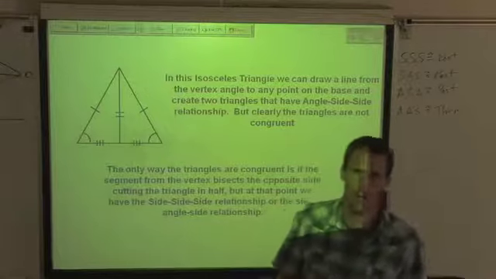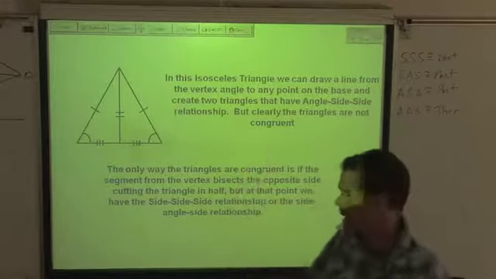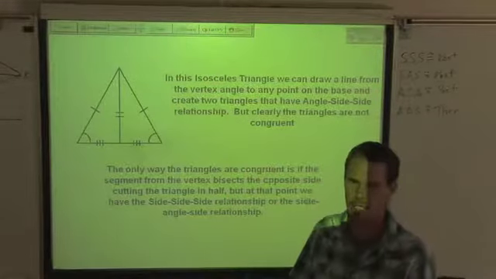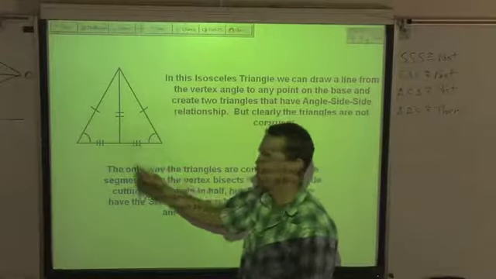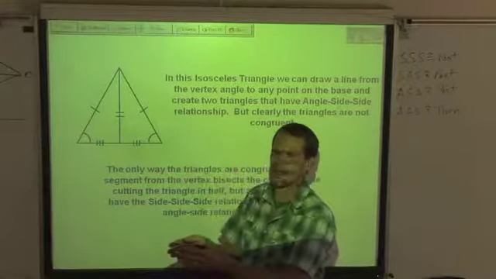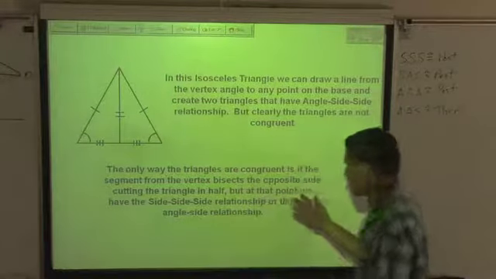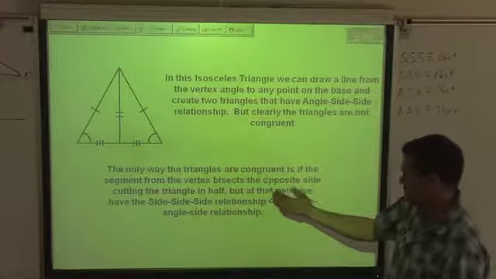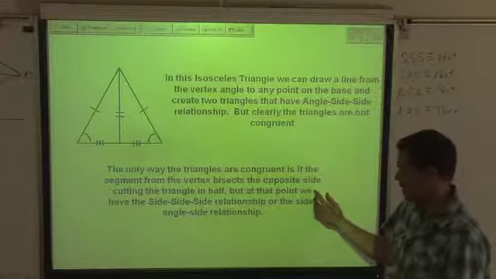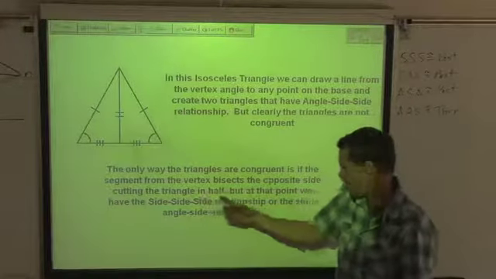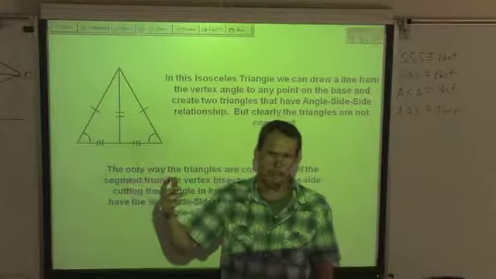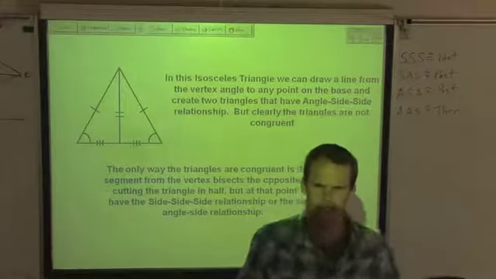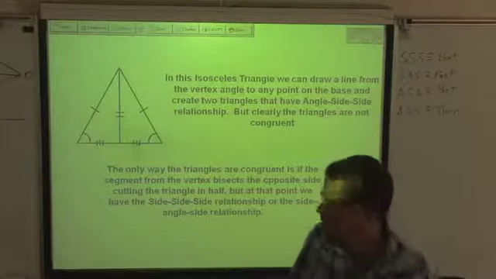Well, is there a way that they will be congruent? What if we were to draw that line down the center of the isosceles triangle and we were to bisect the base? So we have to come straight down. Well, the only way to do this is to actually bisect the opposite side. Well, that cuts the triangle in half and effectively gives us side-side-side. So therefore, ASS is not something we would have to worry about.